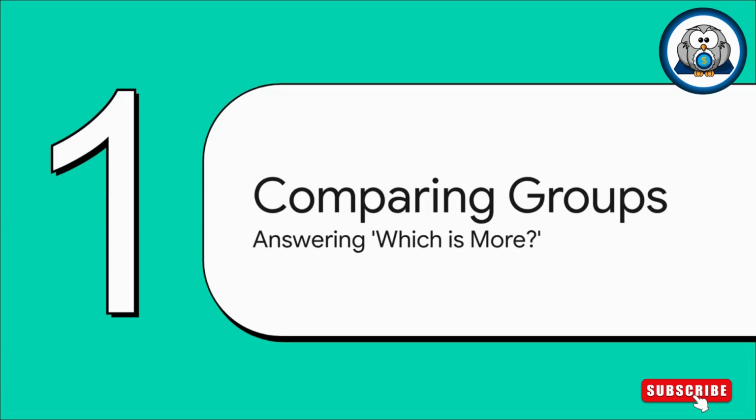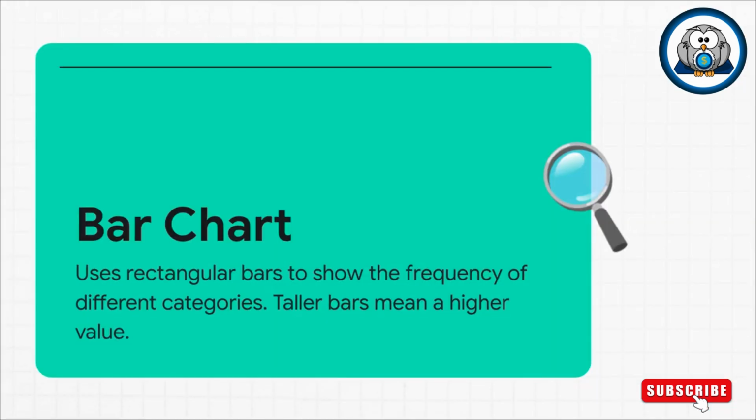So let's start with the most basic, most common question we ask of data. Which is more? This is all about comparing different groups and categories. And for that job, our number one tool is the classic bar chart. It's so simple but so effective. It just uses these rectangular bars to compare things.